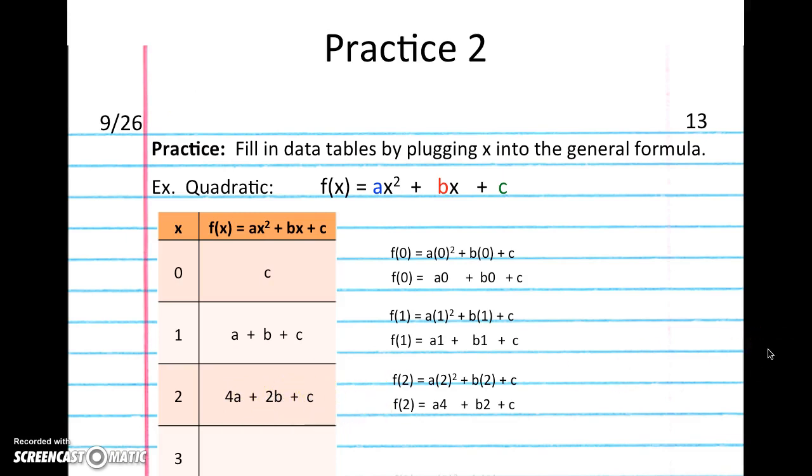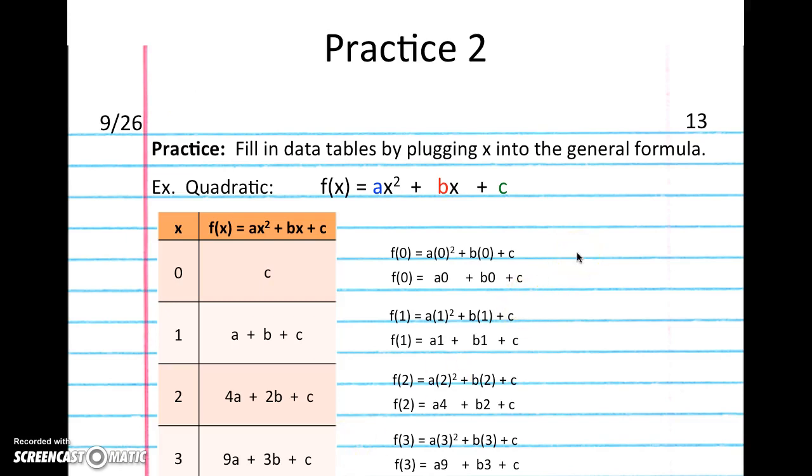We'll do that one more time with f of 3, and here's my work below. F of 3 is equal to a times 3 squared plus b times 3 plus c, which gives me a times 9 plus b times 3 plus c. And again, I'm just going to rewrite that into this box with the numbers written in front. So I get 9a plus 3b plus c.